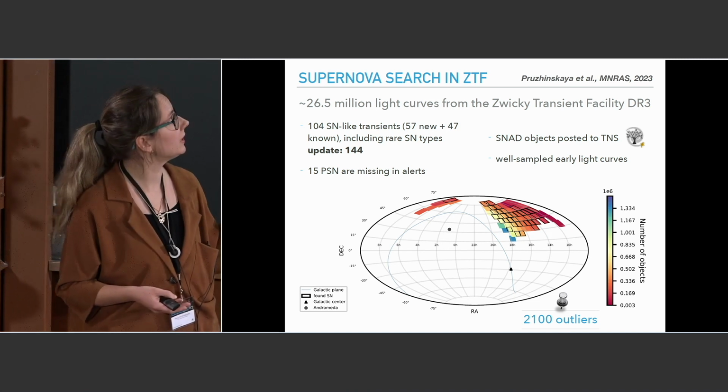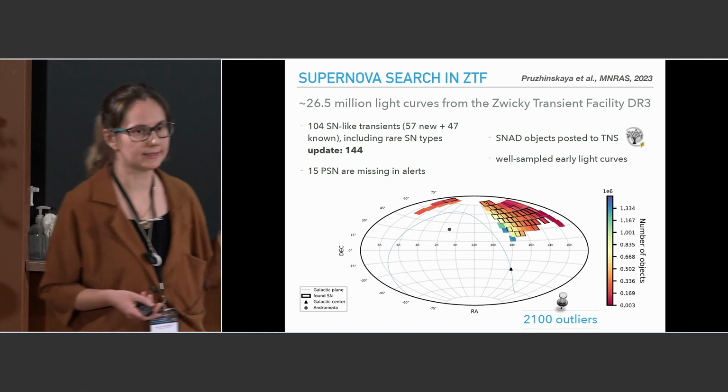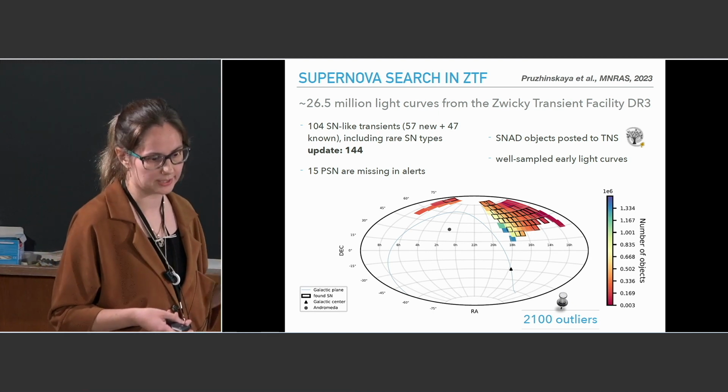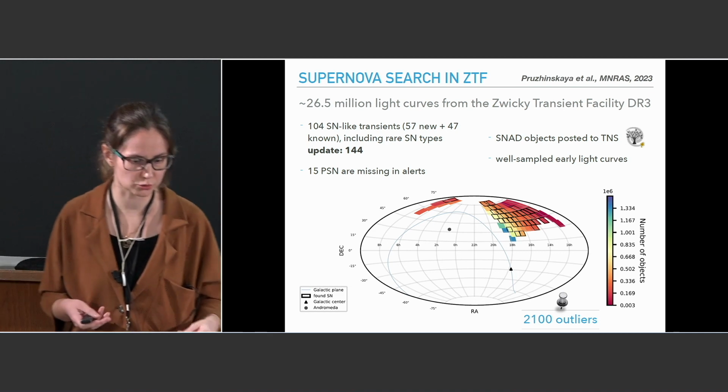What is interesting here as well is that 15 of those supernovae were missing in the official alert stream of ZTF. And of course, such a loss should not happen.